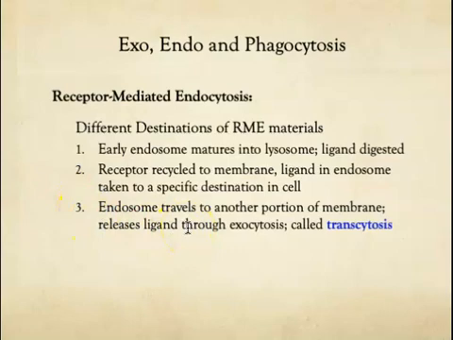And still other times, the endosome will travel to another region of the membrane, and the ligand will be released through exocytosis, a special form of exocytosis that we can call transcytosis, with the trans term meaning other or opposite. The ligand came in through the apical side, through RME, and was released on the basal side through transcytosis.